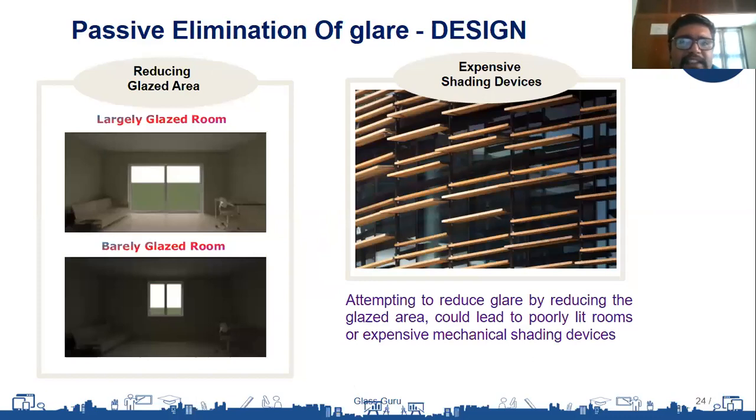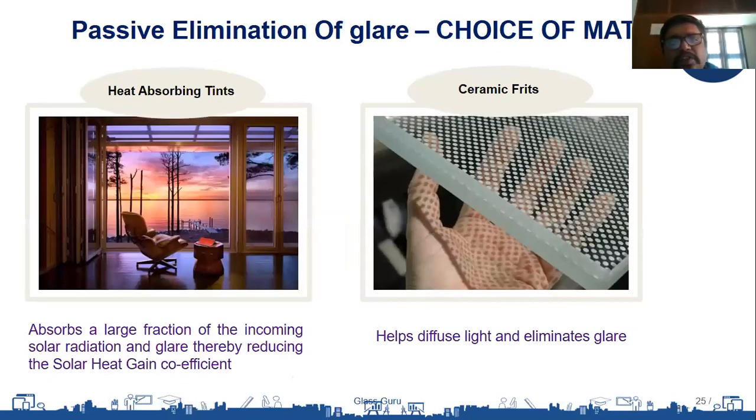The other passive elimination is by using shading devices and reducing the glazed area. But if you are reducing the glazed area, you are also restricting the amount of light coming inside. So rather, a better choice is to go for glass that has an optimal VLT. This optimal VLT will not give you glare, and at the same time lets in the required amount of daylight. To find that balance, you'll have to do the analysis.